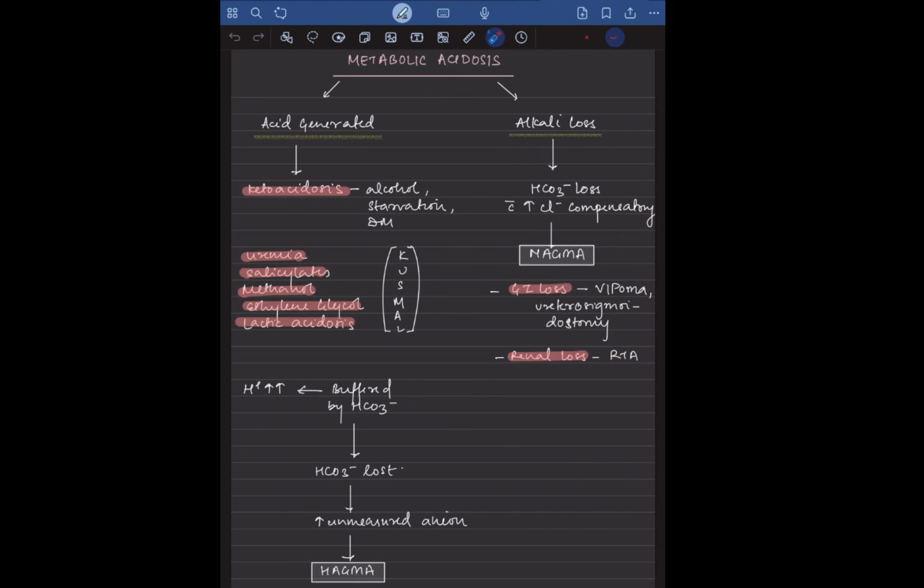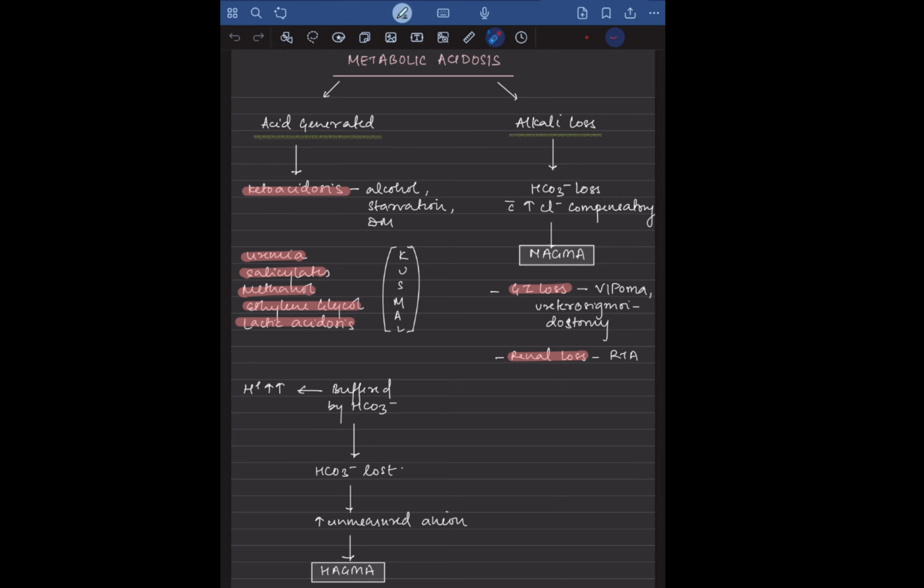Now, what is the metabolic acidosis causing? There could be an acid which is generated, or there could be alkali loss. If the acid is generated, that is a ketoacidosis picture. It could be because of alcohol, starvation, and diabetes. The second thing could be uremia, salicylate poisoning, methanol, ethylene glycol, and lactic acidosis. These are also causing acid generation, and this will cause a high anion gap metabolic acidosis. When the alkali is lost, bicarb is lost, and there will be a compensatory increase in the chloride. So that will be a normal anion gap metabolic acidosis.